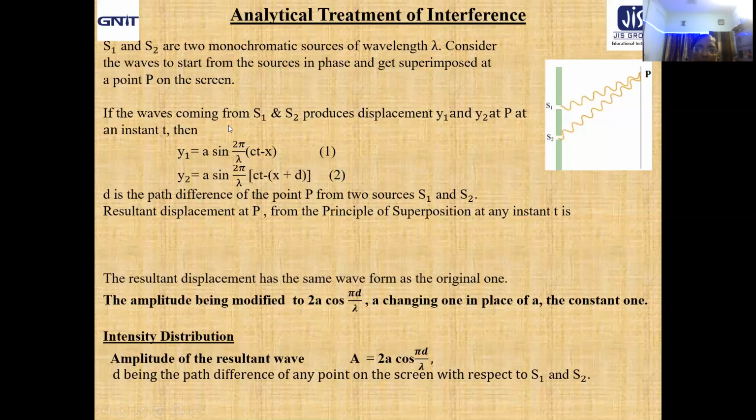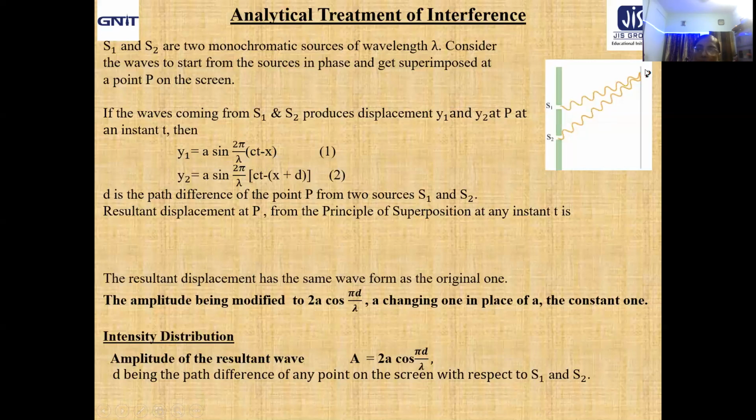Now, if the waves coming from S1 and S2 produce displacements say y1 and y2 at P at an instant t, then you can express y1, the displacement due to the wave coming from S1 at P, as a sine 2 pi by lambda into (ct minus x), the equation of a progressive wave, where a is the amplitude, lambda is the wavelength, c is the velocity of light, t is the time, and x is the distance S1P.